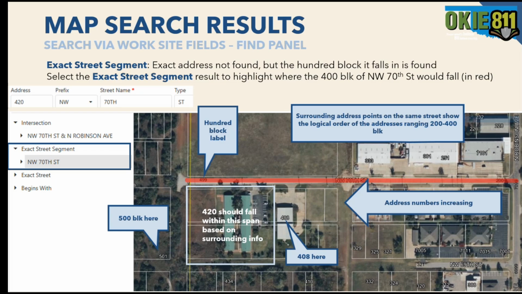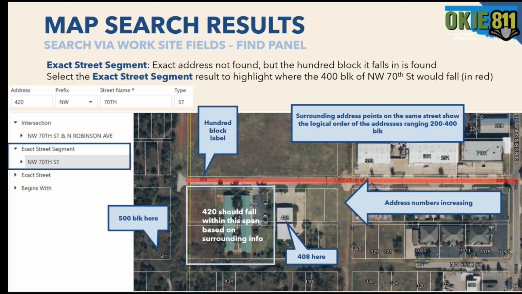What that means is the exact address of 420 Northwest 70th Street was not found, but the 100 block it falls in was found. So the 400 block of Northwest 70th Street was found. When you select the exact street segment from the find panel, it will highlight where the 400 block is, and you can see that on your screen. We have different 100 block labels here that'll show you too. You can see behind the red line, on the right, there's 200, and on the left, it's 499. So basically the 200, 300, and 400 block are within this span.